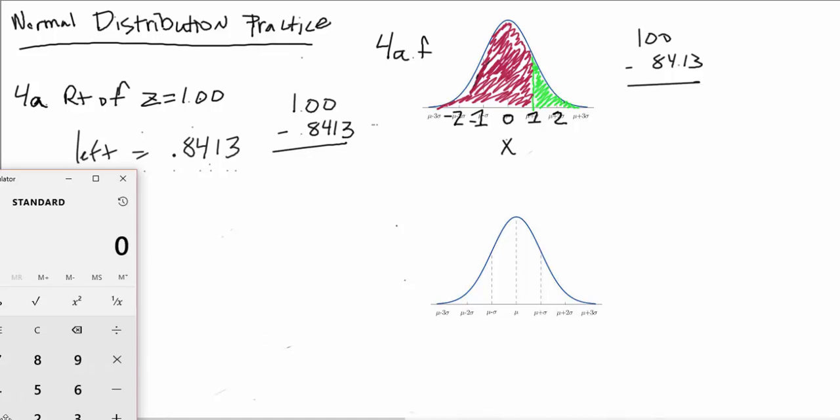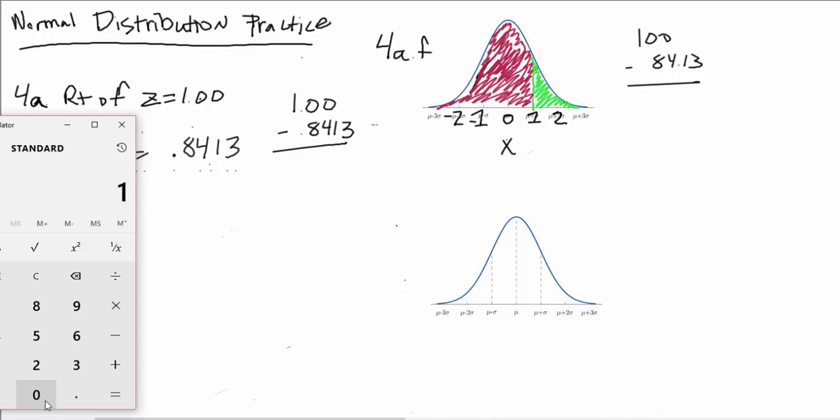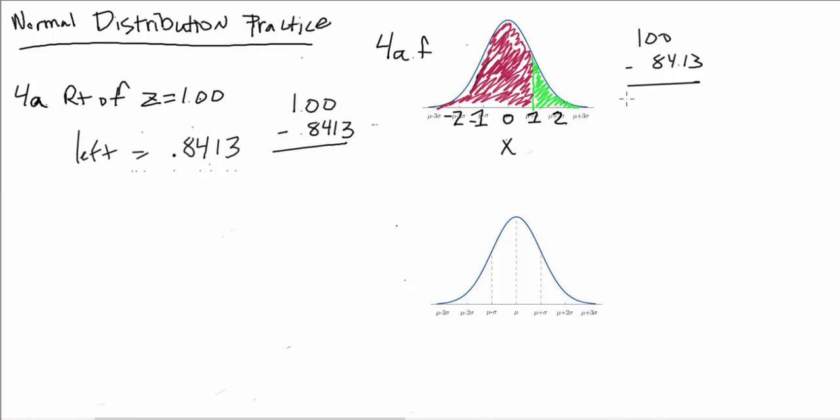I don't like to do anything by hand, so I'm just going to pull out the calculator real quick. 100 minus 84.13. So we know 15.87% of the scores fall to the right of z equals 1. So for A, our answer should be 15.87%, or if we're working in decimals, 0.1587. Same exact thing. One we're expressing as a decimal, the other as a percentage.